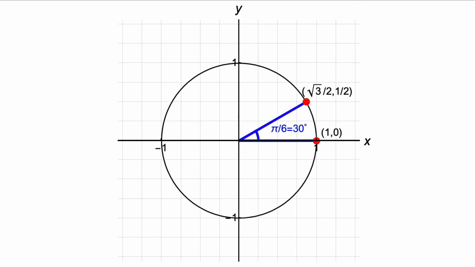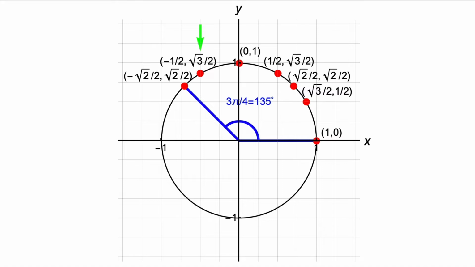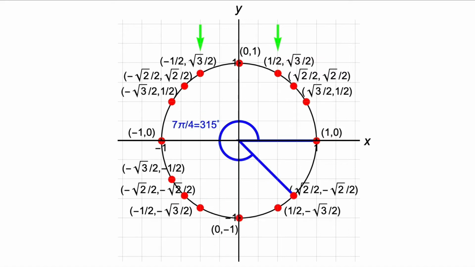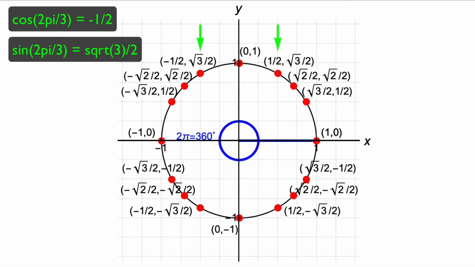For other special angles, we use symmetry. For example, the angle 2 pi over 3 radians, which is 120 degrees, corresponds to the point that is symmetric across the y-axis, which has angle pi over 3 radians equals 60 degrees. Therefore, their first coordinates are opposites and their second coordinates are the same. In fact, you can see that cosine of 2 pi over 3 is negative 1/2, and sine of 2 pi over 3 is square root of 3 over 2.